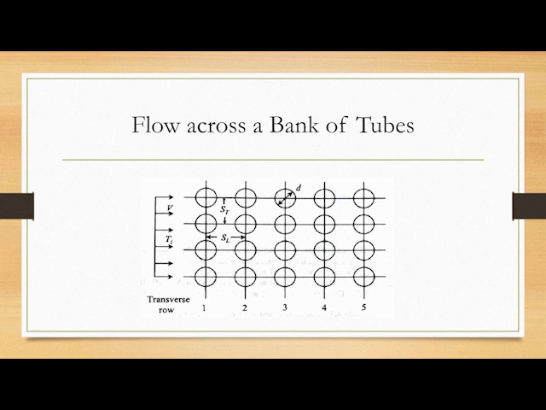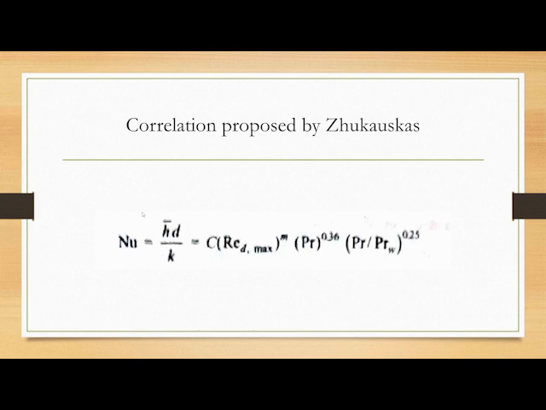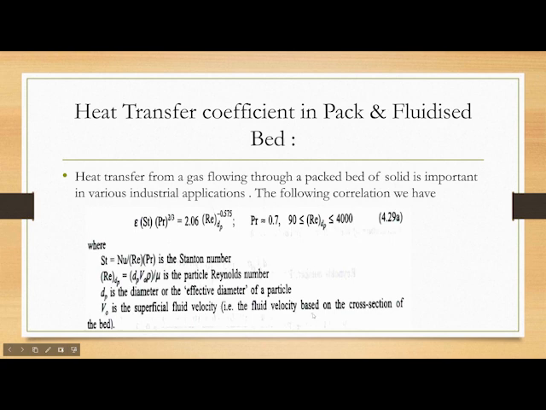Here is the situation of flow across a bank of tubes. Here is the correlation proposed by Zhukauskas, which is the given correlation for the Nusselt number, and here is the correlation for heat transfer in packed and fluidized beds.